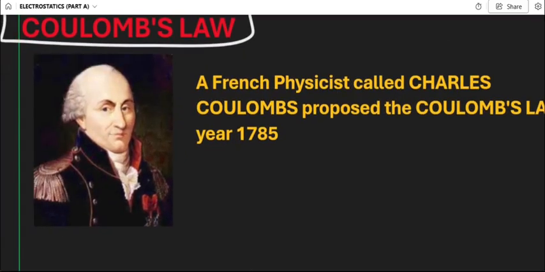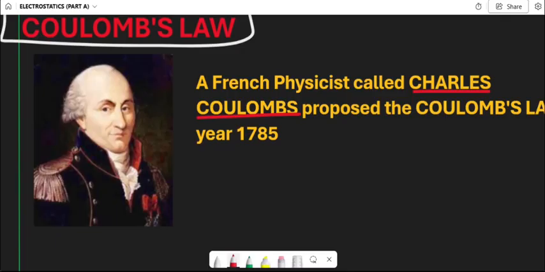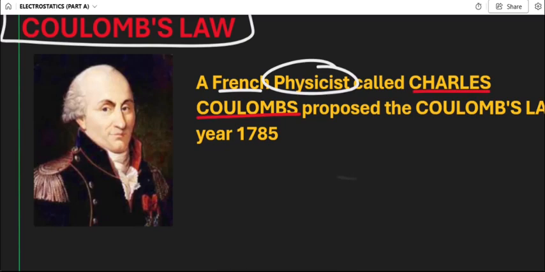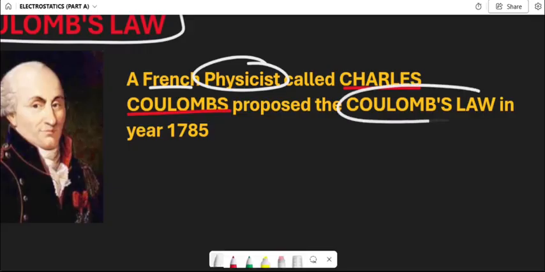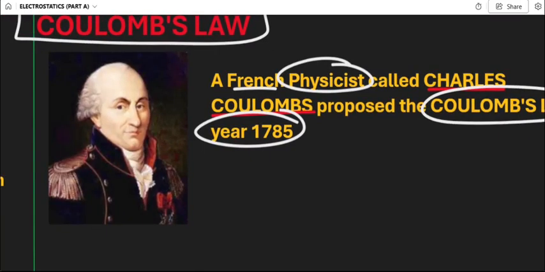Now, there's a man called Charles Coulomb. Charles Coulomb is a French physicist, and this man proposed the relationship between two charged bodies. And he named it after himself, Coulomb's law, in the year 1785. So Charles Coulomb actually discovered the relationship between two charges, and he called the law after his name, Coulomb's law. Let's state it and see the conditions behind it.